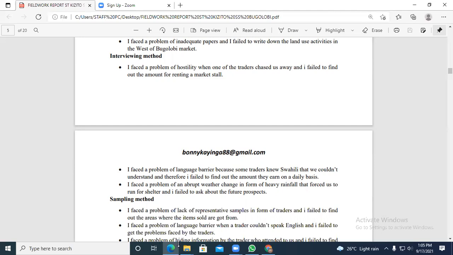Language barrier. You can be knowing English only. You go there, people are speaking Luganda, you look around, they turn to Kiswahili. You can't get what they are saying, so it becomes a problem because you can't get the information clearly.